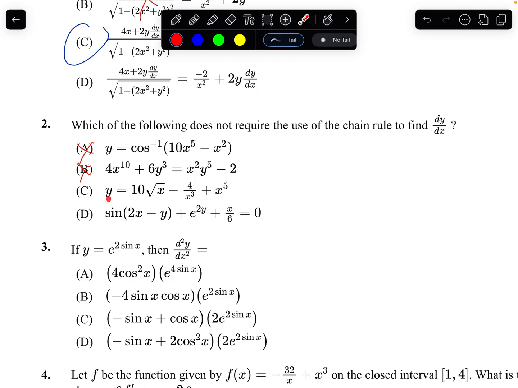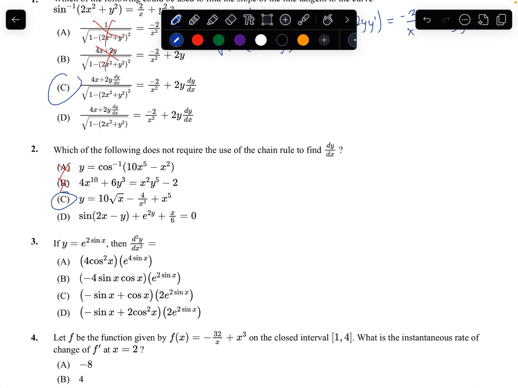Y is equal to 10 square root of x. No chain rule needed here, no chain rule needed here, no chain rule needed here. So I think it's C. And if we just verify D, we do have an inside part right here, and it's implicitly defined. So, yep, we would need the chain rule there.